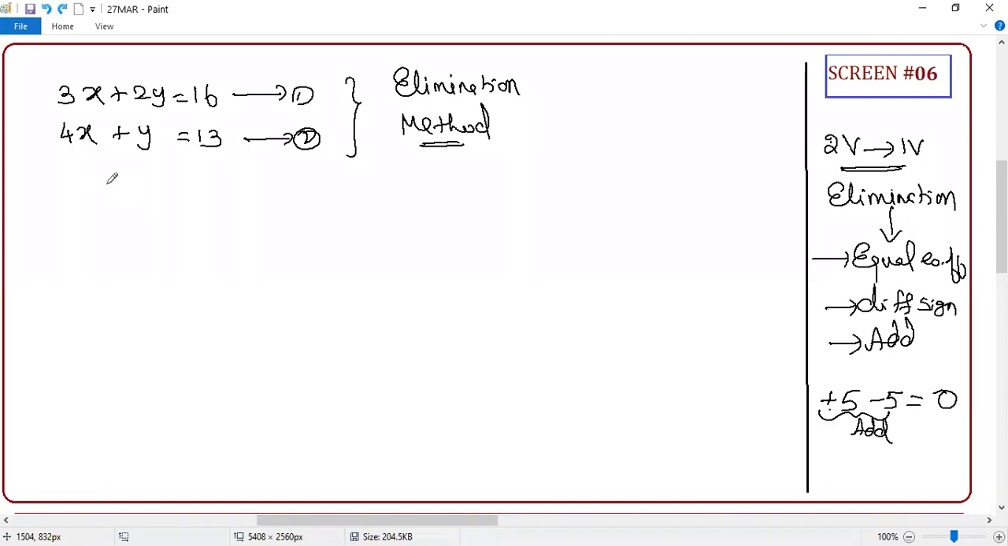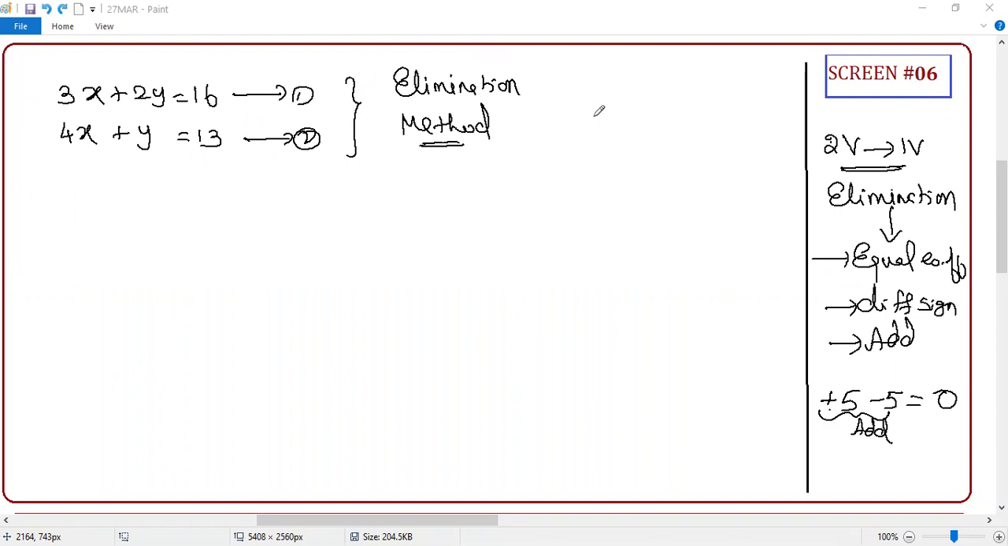Guys, tell me which coefficient is easy to make equal. No answer? Shivani, don't you know the answer? Which coefficient is easy to make equal? Shivani, Shri, Vaishnavi, Harsh. Sir, the y coefficient. Y coefficient. Excellent.